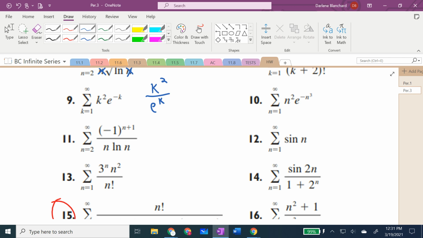I will definitely do 15 in full. So with number 11, you should really see that right away and go, woo, AST, AST, come help me. And then take a moment to think, if I took that piece out, do I have something that is decreasing to 0? Yes. That means go for it, AST.